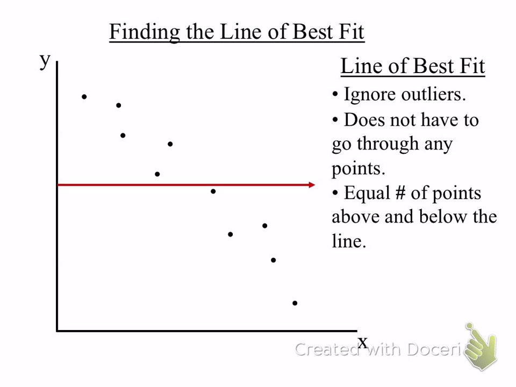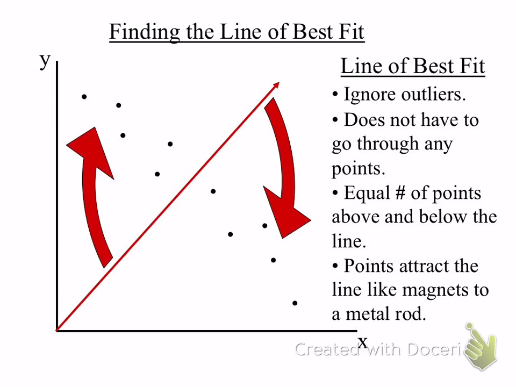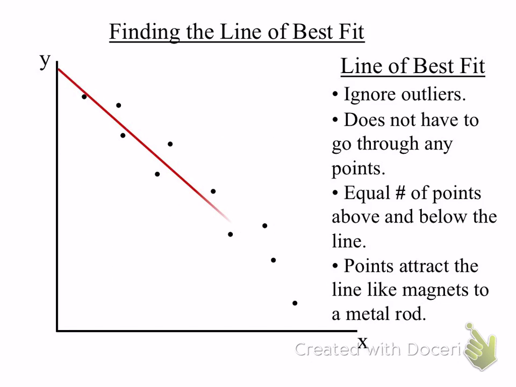Okay, is this going to be the best placement for the line? So we want to kind of go through the middle. Notice I've got 1, 2, 3, 4 below it, and 4 above it, going through the middle of the data. Okay?